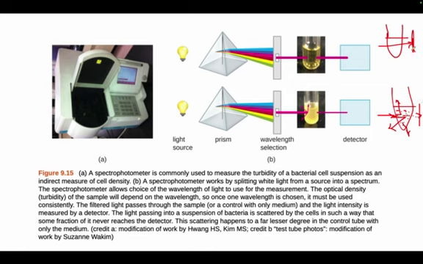So the difference between these two measurements gives you something called the optical density of the sample, optical density or turbidity. Normally, the wavelength of the light that we use should be comparable to the size of the particle that we want to see. So normally for bacteria, we will check OD at 600 nanometers.